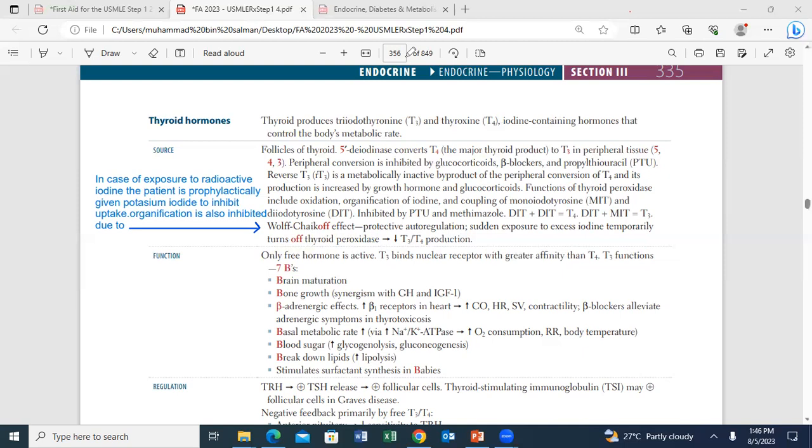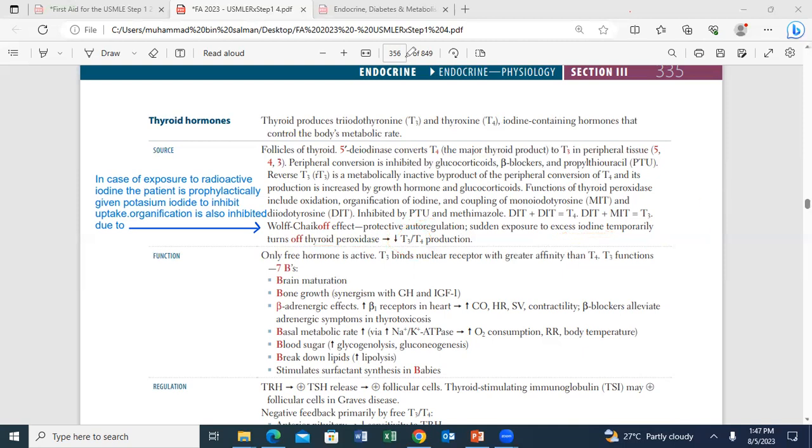So what the Wolff-Chaikoff effect says is that it is a protective autoregulation in which sudden exposure to excess iodine temporarily turns off thyroid peroxidase, and that may lead to decreased T3 and T4, because we had a fear that this excess iodine may raise the T3 and T4.